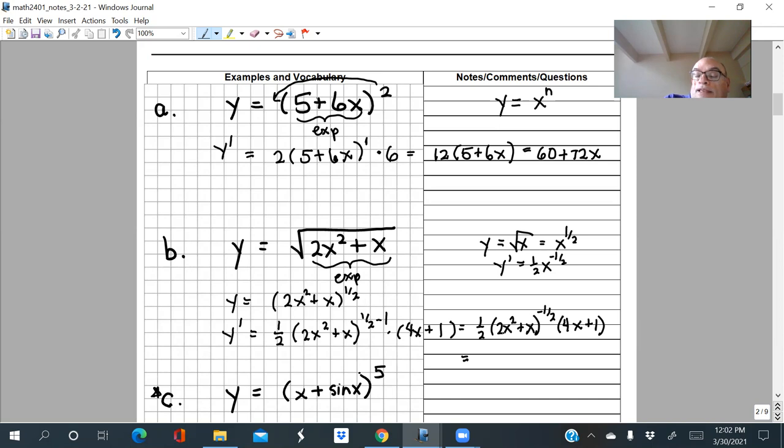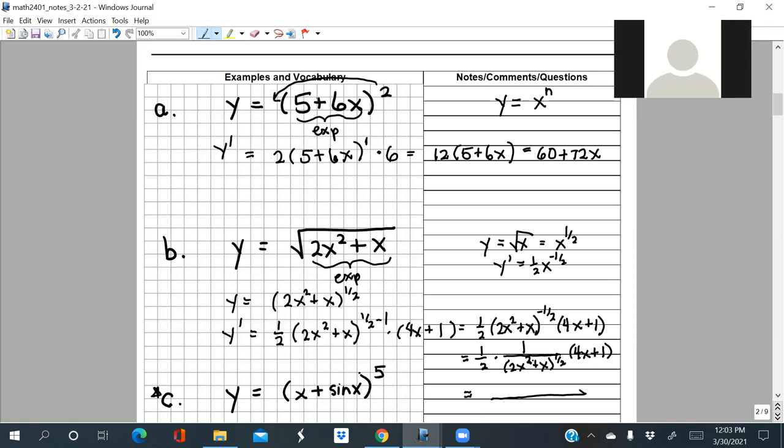Now, you can bring the 2x squared plus x to the minus 1/2 power down to the denominator and change the sign of the exponent. So I'm going to write this as 1 over 2x squared plus x to the positive 1/2 power. But what does it mean to raise a number to the positive 1/2 power? Square root. So I'm going to rewrite that as a square root. Don't forget, this 2 is also in the denominator because you're multiplying by 1/2. So altogether, you get 2 times the square root of 2x squared plus x in the bottom. And in the top, I have 1 times 1 times 4x plus 1. So I guess that's just 4x plus 1.